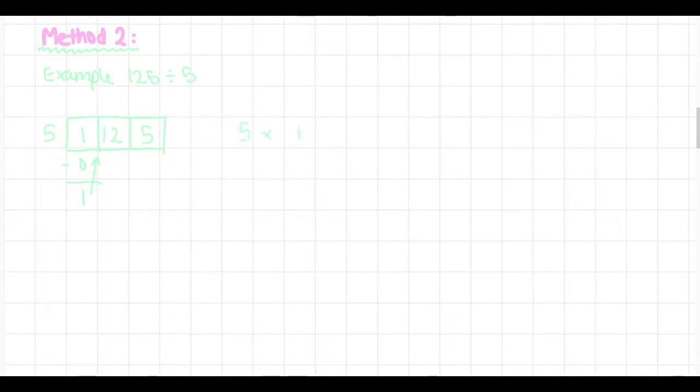So, once again, you can start writing out your times tables. Now, 10 is going to be the closest number that is less than 12. So we will use 10. 5 fits into 12 2 times with a remainder of 2. Now this 2 gets brought up to that 5. We keep writing out our times tables. And there we have 25. So we put the 25 there, 5 fits into 25 5 times with a remainder of 0. So 125 divided by 5 is 25.